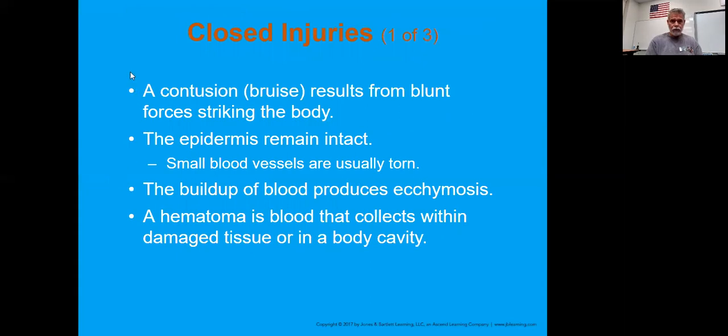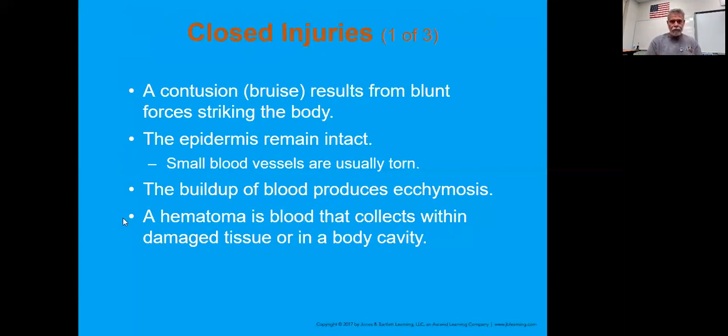The closed injury, contusion, is just another way to say a bruise, some blunt force striking the body. The epidermis is still intact, but those small blood vessels underneath are usually torn. That's referred to as ecchymosis, or just that darkened area you see in the skin. The ecchymosis, again, know that term. That is just the buildup of blood that you see underneath the skin.